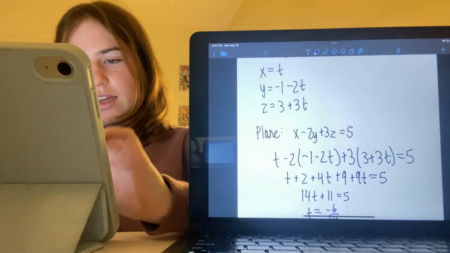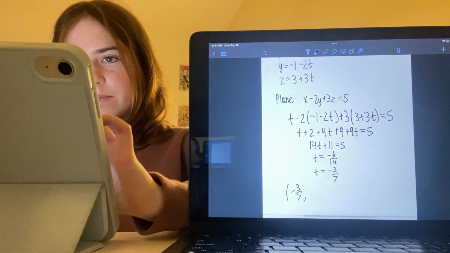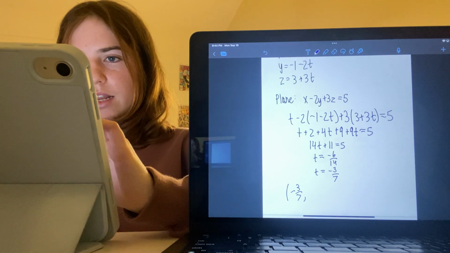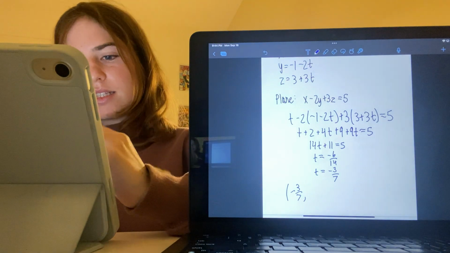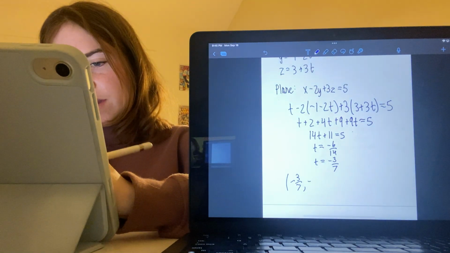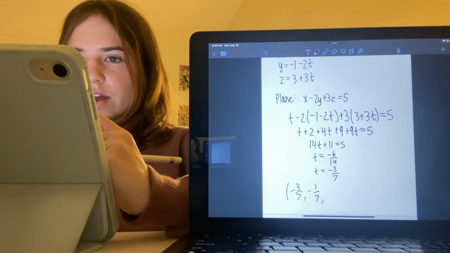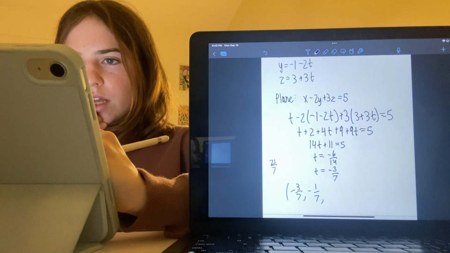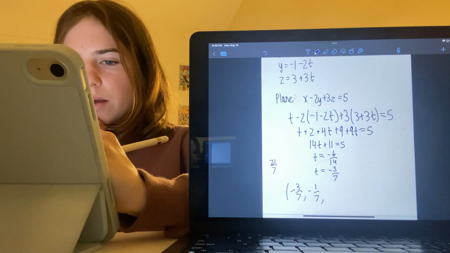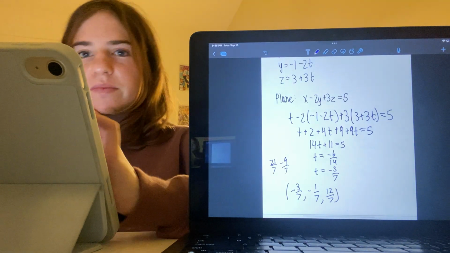So x is pretty simple. It's just going to be -3 divided by 7. y is going to be -1 plus 6 over 7. So we're going to have -1 over 7. And lastly, we have z equals 21 over 7 minus 9 over 7. We're going to have 12 over 7.